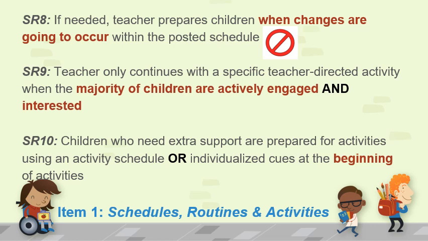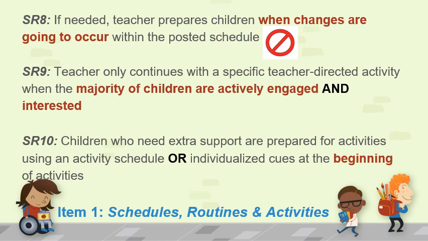SR9, teacher only continues with a specific teacher-directed activity when the majority of children are actively engaged and interested. So you modify an activity if more than 25% are not engaged. If more than 75% are engaged, you will receive a score of yes for indicator SR9.